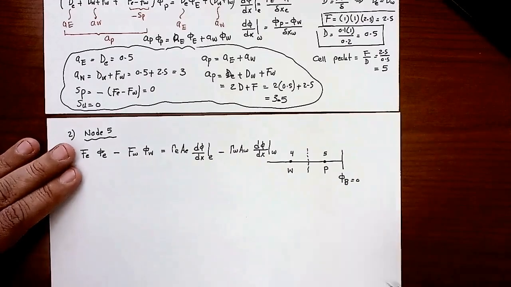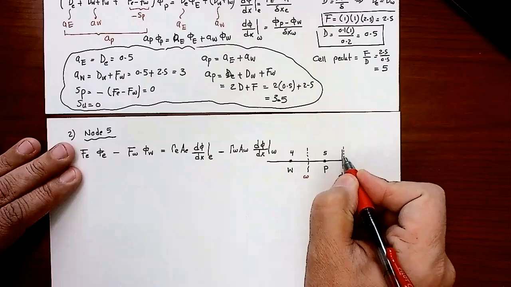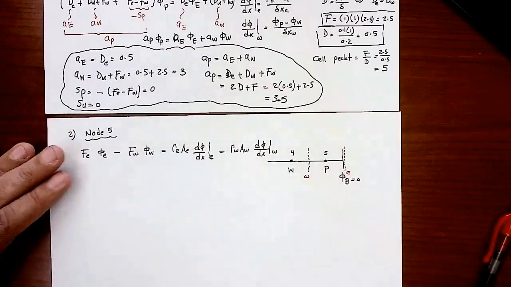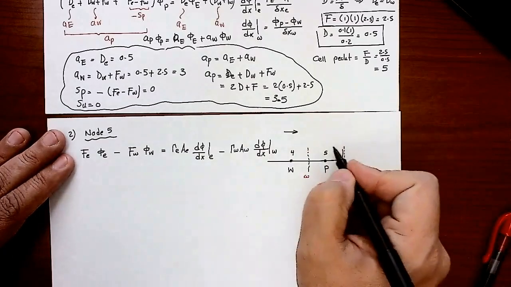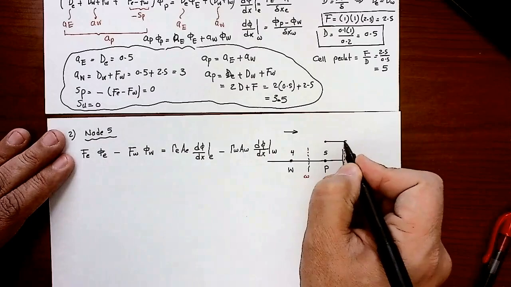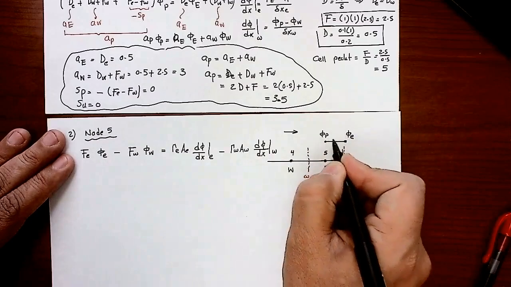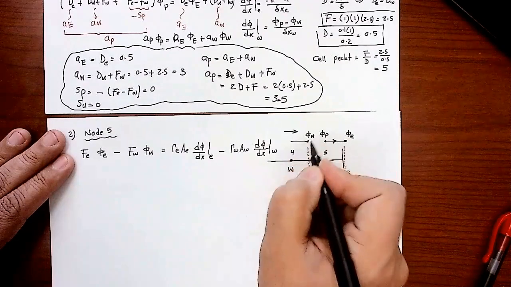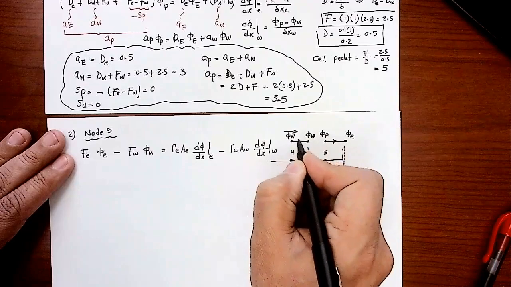Where are the east and west faces? This is the west face, right? And the east face is overlapping here. So that's my east face, right? And the flow direction is in this way. So if you want to get, this is phi east, and this is phi p, and this is the flow direction. So this is phi west, this is small w, and this is the capital W.